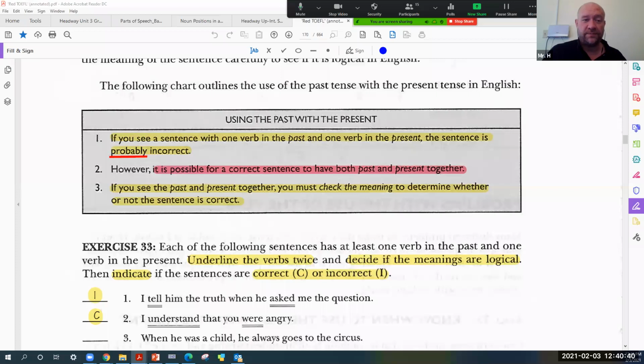Number 2, Ali Al-Husseini. However, it is possible for a correct sentence to have both past and present together. Yeah, it is possible to put them together.